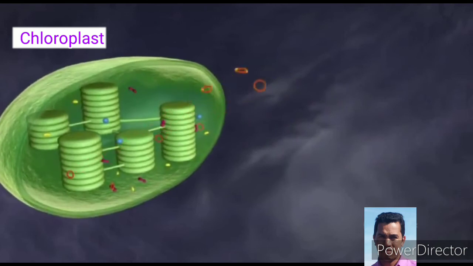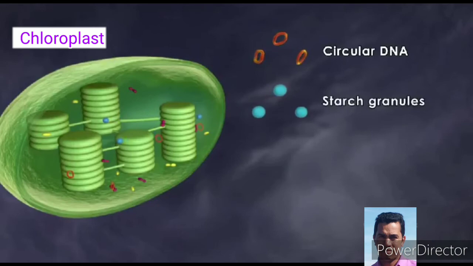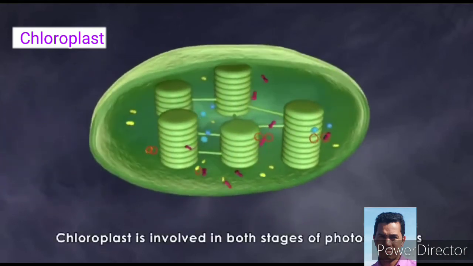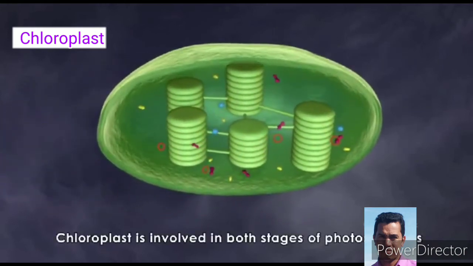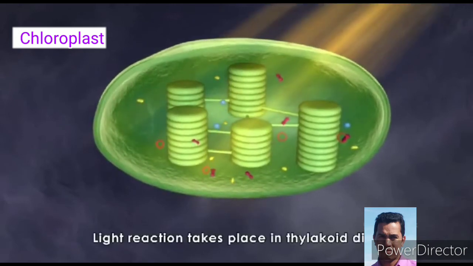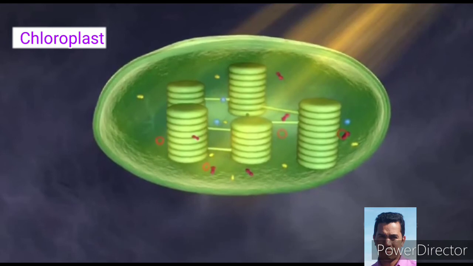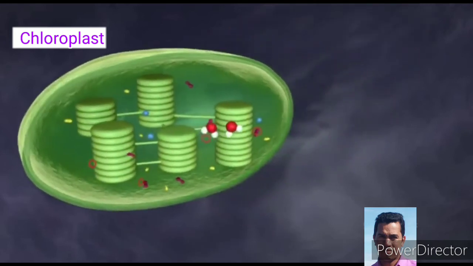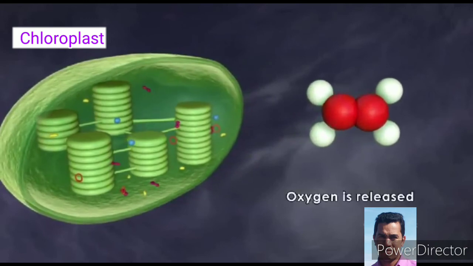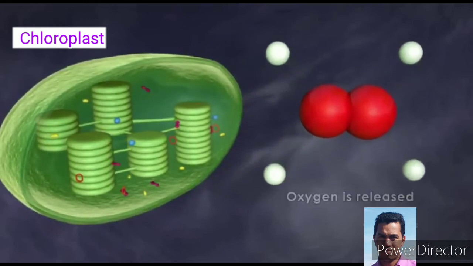Within the stroma, circular DNA, tiny lumps of starch granules, lipid globules, and ribosomes are present. The chloroplast is involved in both stages of photosynthesis. The light reaction takes place in thylakoid discs. During this reaction, water is oxidized and oxygen is released.